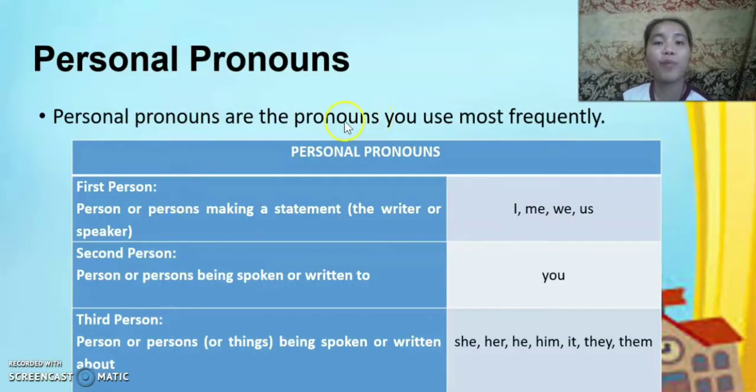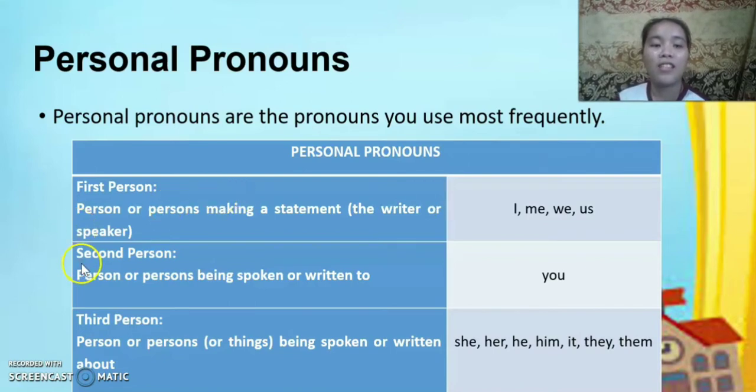Now, let's have personal pronouns. Personal pronouns are the pronouns you use most frequently. So, mao ni siya ang kasagaran natong gamiton. Okay, personal pronouns, first person. There are three persons in personal pronouns. The first one is first person. These are the person or persons making a statement, the writer or the speaker. So this is the one doing the action. Okay, just like here. Examples of the first person here are I, me, we, us. So an example sentence is, I make a poem. So ako ang nagbuhat sa poem. Ako ang nilihok. First person ko, ako ang nilihok.